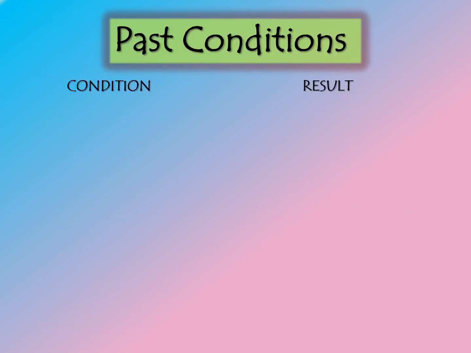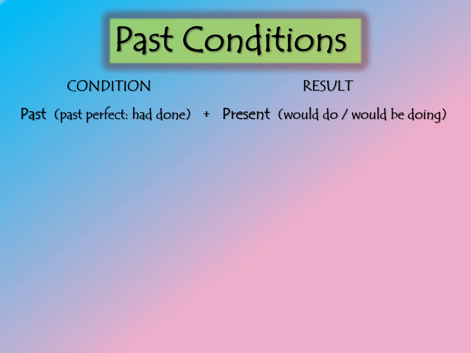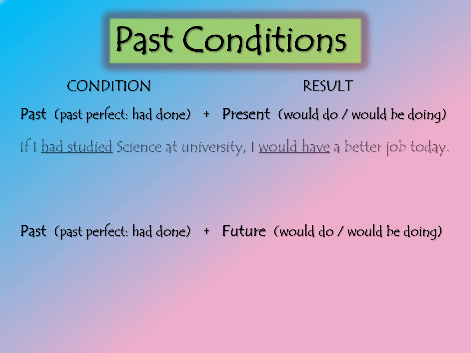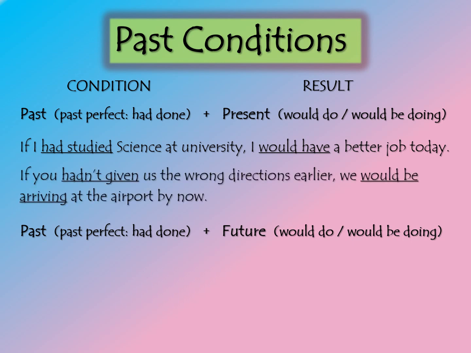And now, as always, we will look at sentence examples to learn this grammar. I have included time words like yesterday, now, and next week to make it easier to understand the time references. Let's start with the past conditions. We will look at both past and present, as well as past and future. First, past with present. If I had studied science at university, I would have a better job today. If you hadn't given us the wrong directions earlier, we would be arriving at the airport by now.